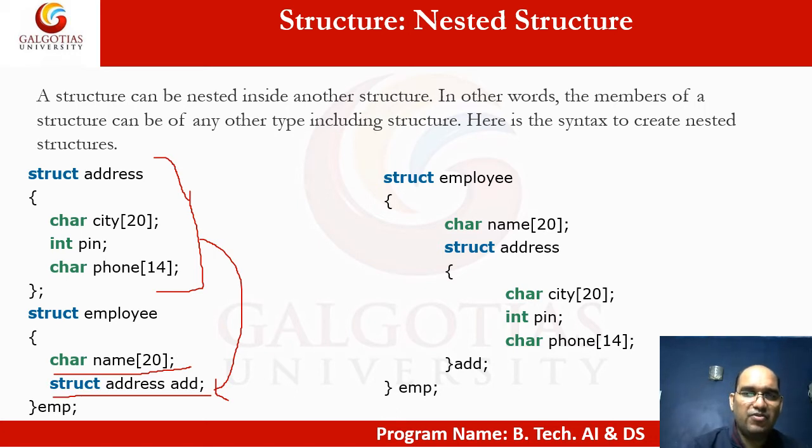The other way of doing the same thing is, suppose you have the struct employee, right? This is the same as struct employee, name, your character type array, name, and then instead of writing struct address add, we can define here one more structure, which is of the same type as it was. So you can use either this method or that method. Both methods give the same thing.